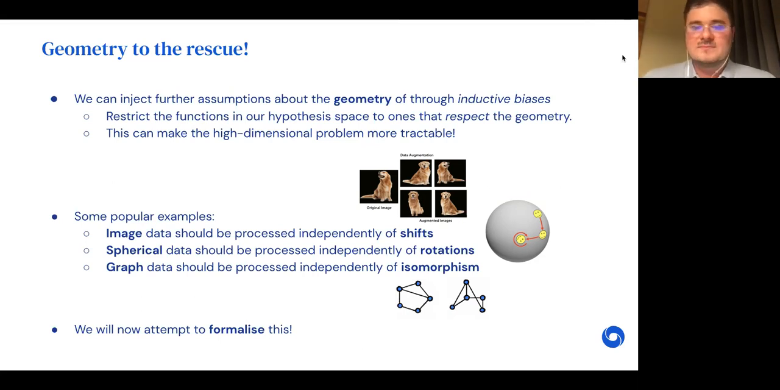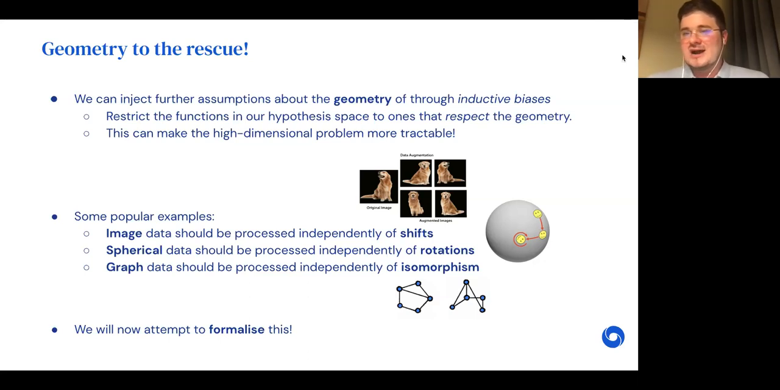A few popular examples of geometric biases you can inject. Image inputs should be, in principle, processed independently of any shifts applied to them. Data which lives on spheres, like the smiley face, should be processed the same way no matter how I rotate it. It's along the sphere, it's still the smiley face.